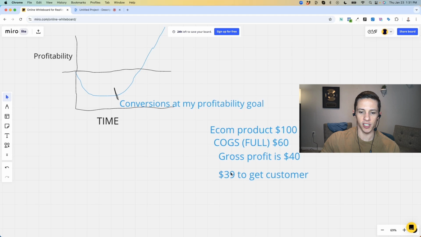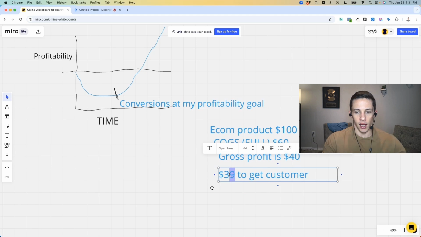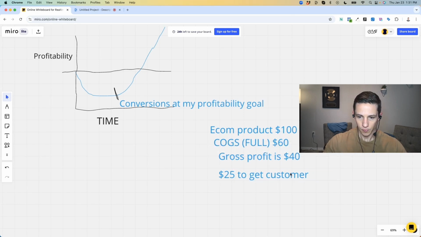So let's just say that we're going to try to achieve a 15% margin in the business. That's our target margin. So at that point, we can spend $25 to get a customer because then we'll have $15 left over. So this is what I'm doing at the very beginning of the process. And I'm looking at this and I'm going, okay, hey, $25 to get a customer.